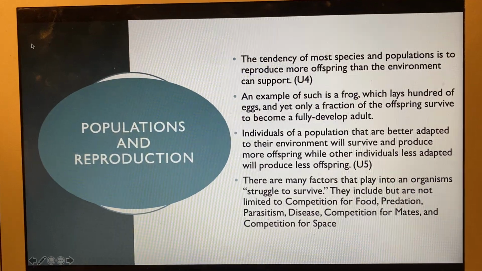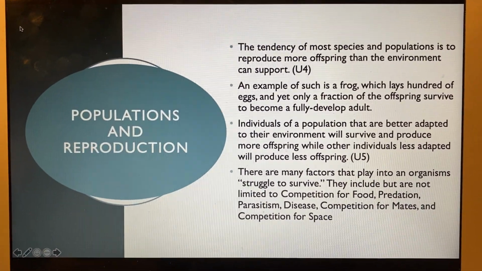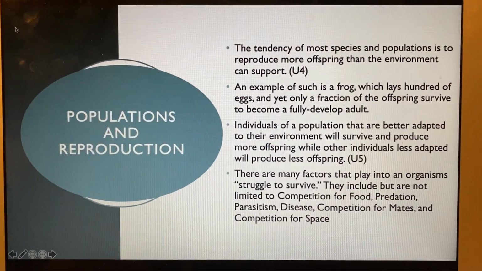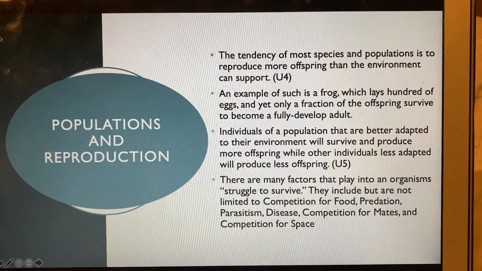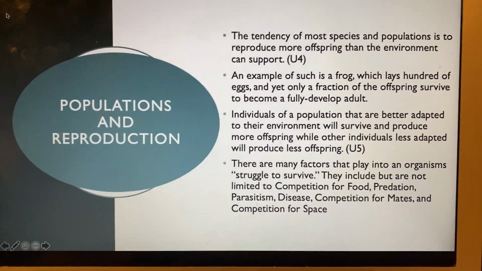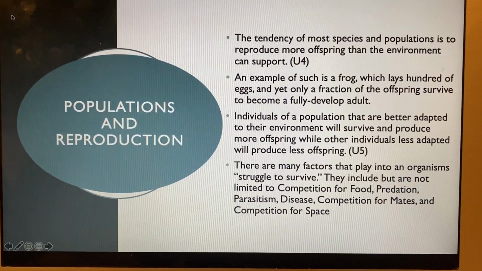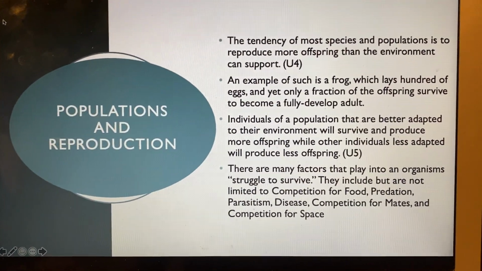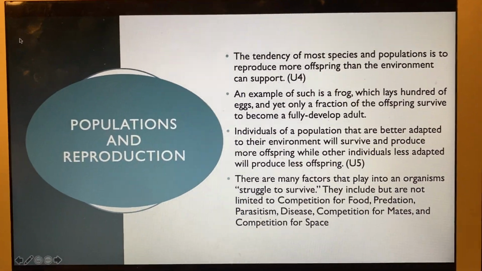There are also many factors that play into an organism's struggle to survive, so adaptations may contribute to all of these areas, or just one of them. Competition for food, predation, parasitism, disease, competition for mates, and competition for space. So maybe the large lion mane was an adaptation for competition for mates. Maybe female lions like male lions with bigger manes. We may not know that.